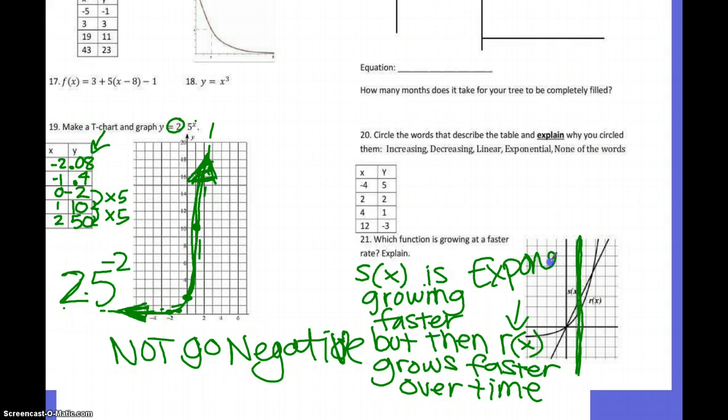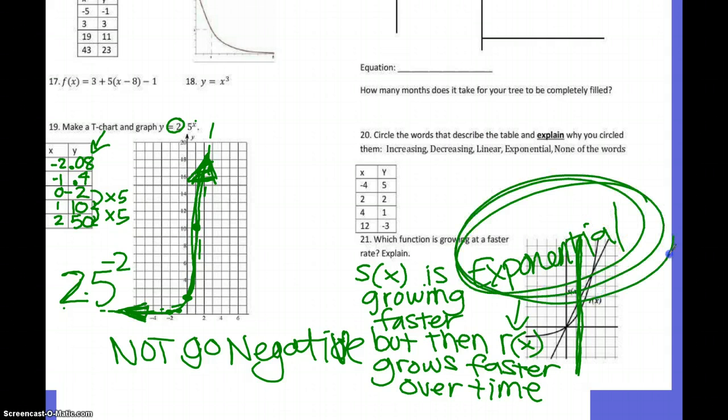Exponential functions will always beat out linear. Always. So even though you have a straight line growing faster at the beginning, exponential functions always end up being faster over time.